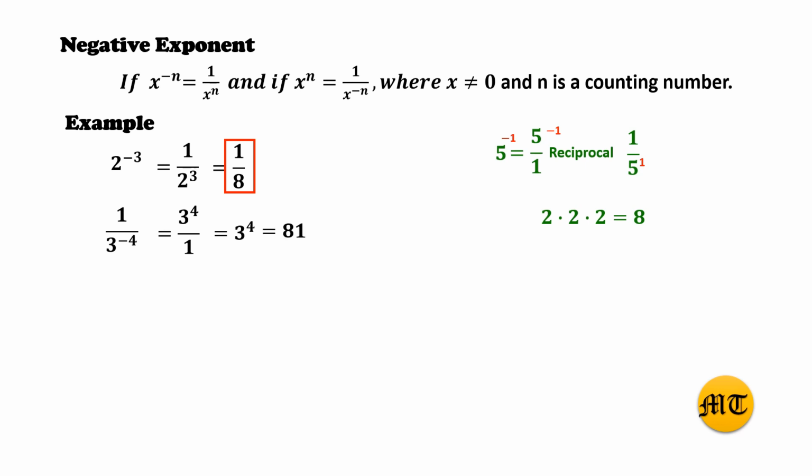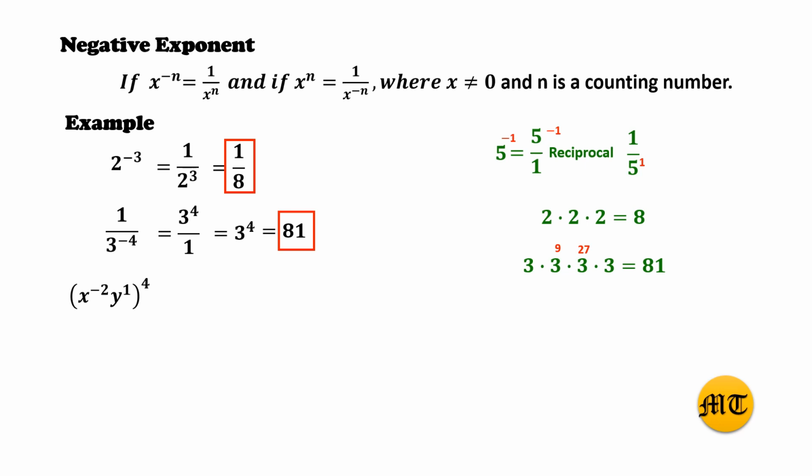By simply getting the product, 3 times 3 is equal to 9. Then, 9 times 3 is equal to 27. And lastly, 27 times 3 is equal to 81. Then, 81 is the answer. Another example.